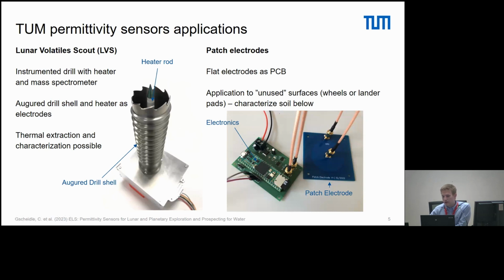On the other hand, if we just want to look at the electrical properties, we are also investigating patch electrodes, like here on the left-hand side. You can basically apply these to more or less, so to speak, unused surfaces like a rover wheel or a lander footpad, and just measure how the soil is beneath these surfaces. These are flat electrodes, and we're looking at flexible PCBs as sensor surfaces.